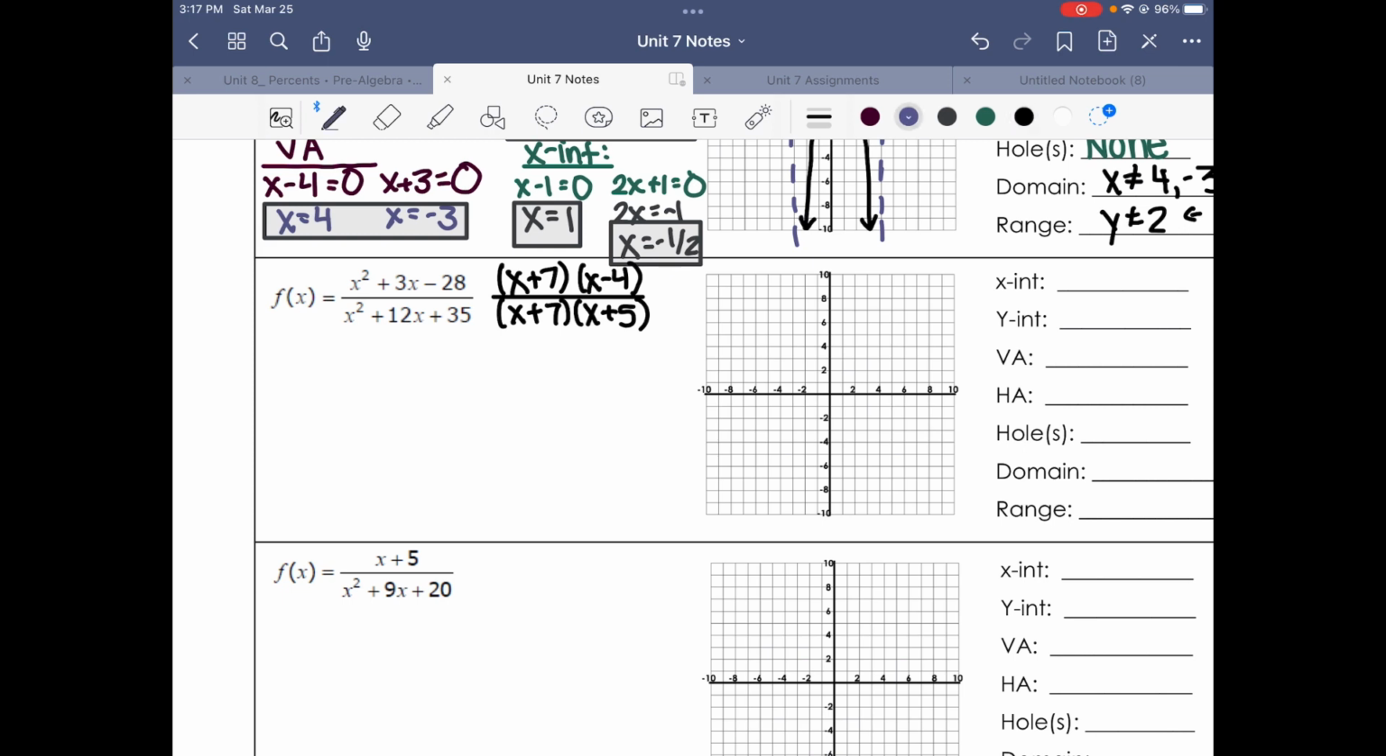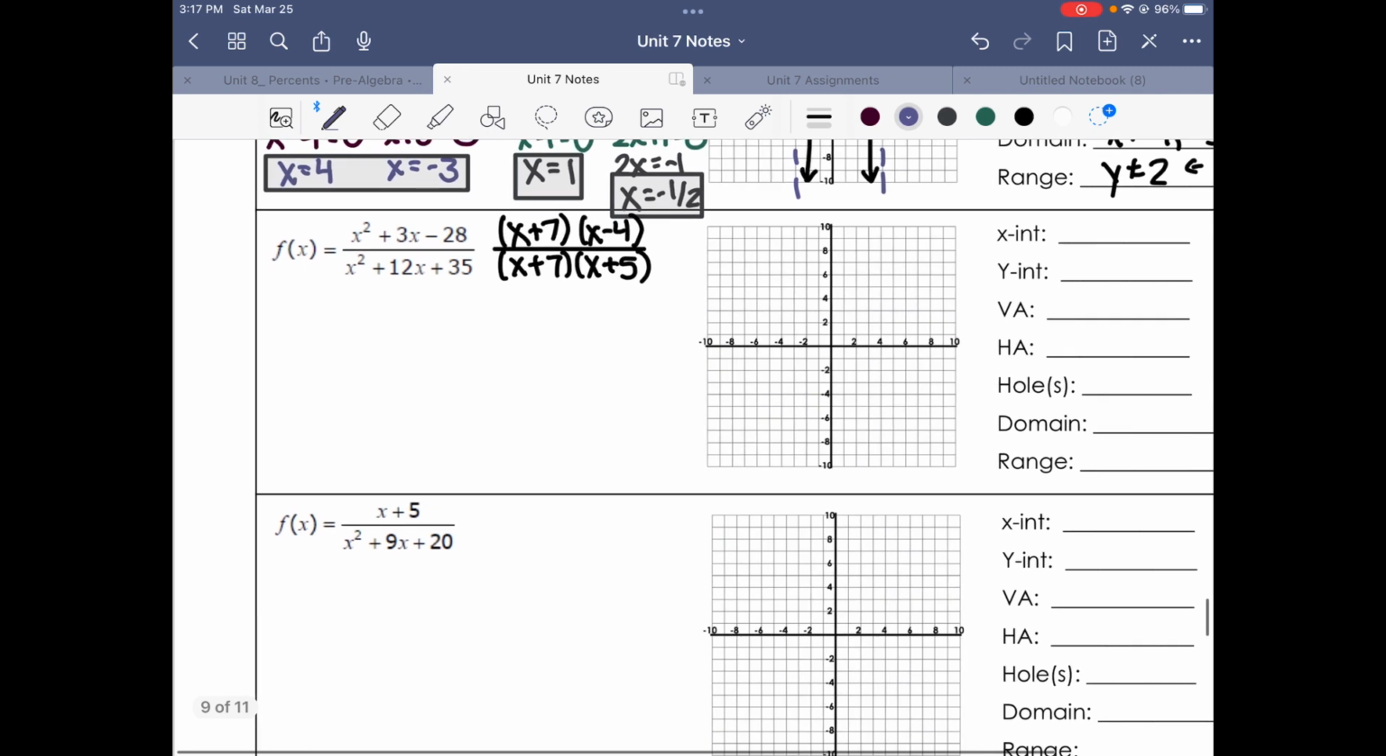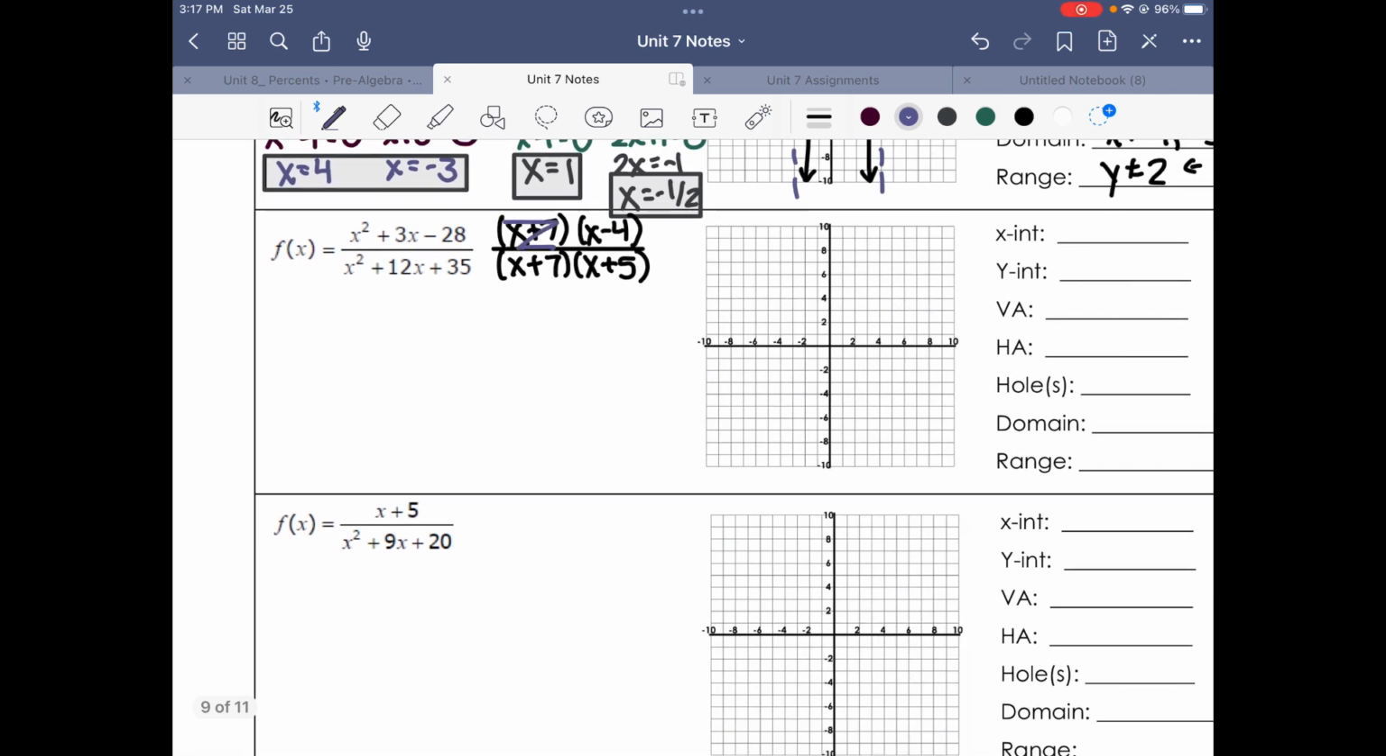I do have a factor that I can cross out this time, which is the x plus 7s. So I can cross that out, but my hole is going to be wherever x plus 7 equals 0. If you solve that equation, you would get x equals -7. So -7 is the x part.